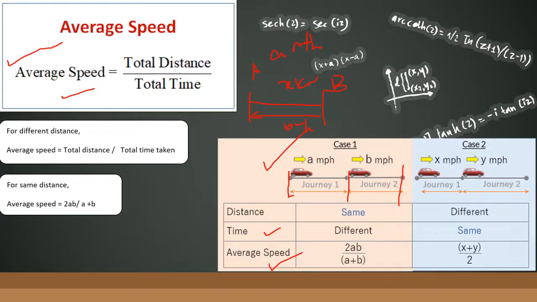That's again a shortcut. Again, I'm trying to say that if you solve with the same total distance by total time taken, you will get the same thing. So since the time is different and the distance is same, this is a shortcut where your average speed is given by 2ab by a plus b. And case 2 is that the distance is different but the time is same. So when the distance is different and the time is same, even in that case you can go for average speed as (x plus y) by 2. But again, when the distance is different and the time is different, it's better to go with the average speed as total distance by total time taken.